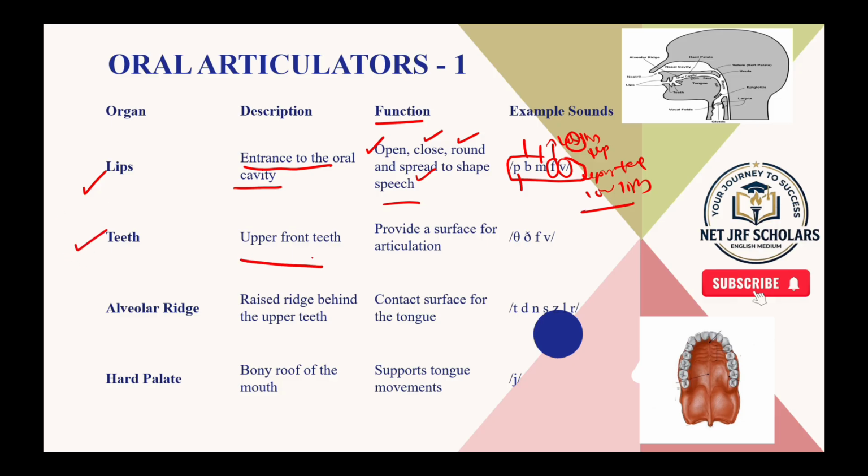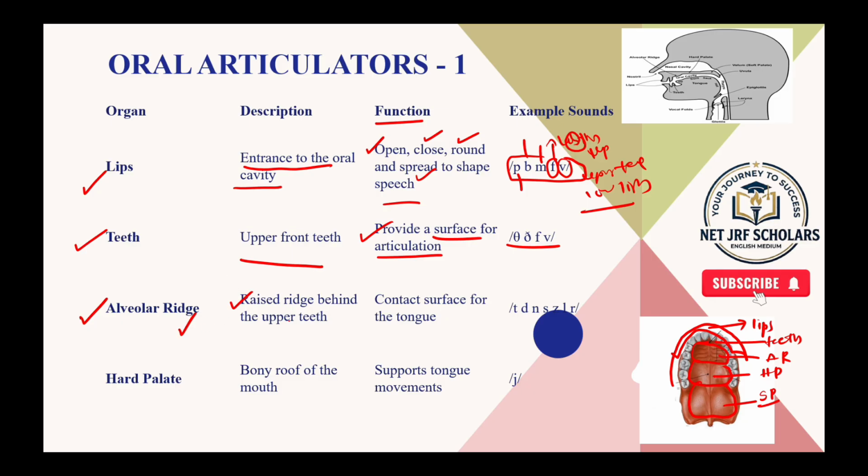Next we have teeth. The upper front teeth play an active role, providing a surface for articulation. Next we have the alveolar ridge. As you can see, first we have the lip, and behind that we have the teeth. After that, this part is called the alveolar ridge, this is the hard palate, and this is the soft palate. These are lips. Then we have teeth, then alveolar ridge, hard palate, soft palate.